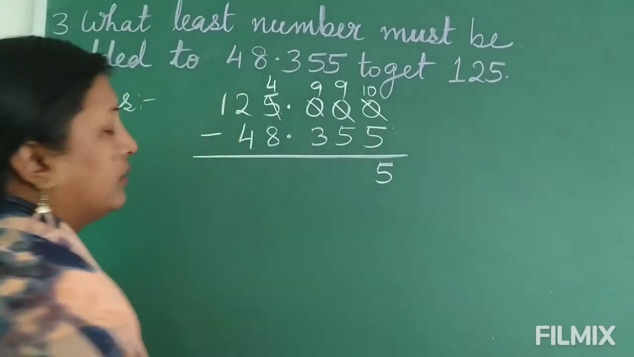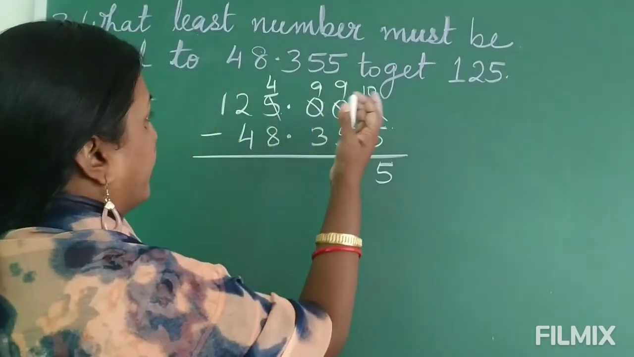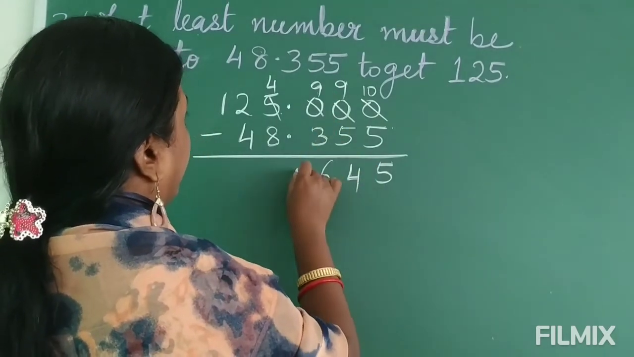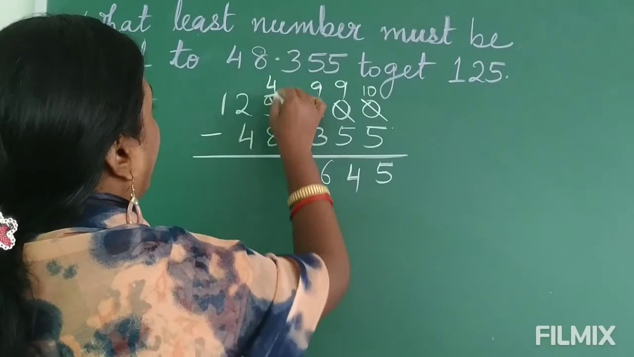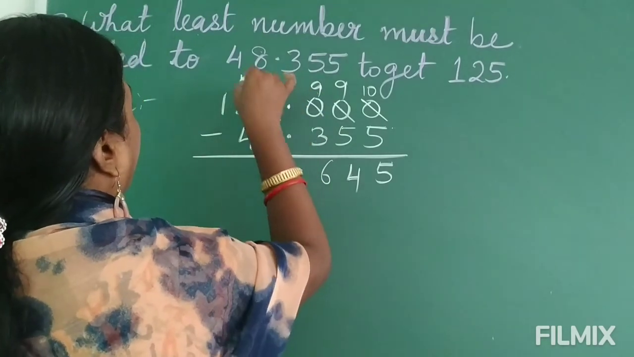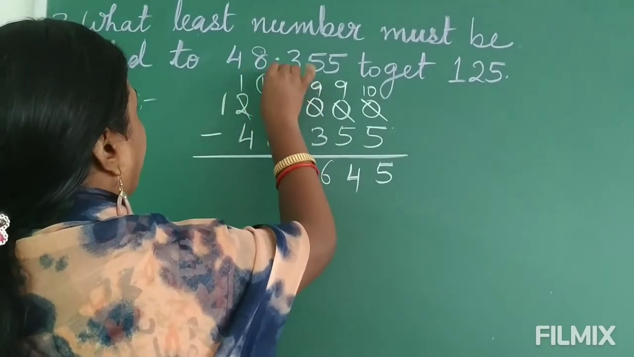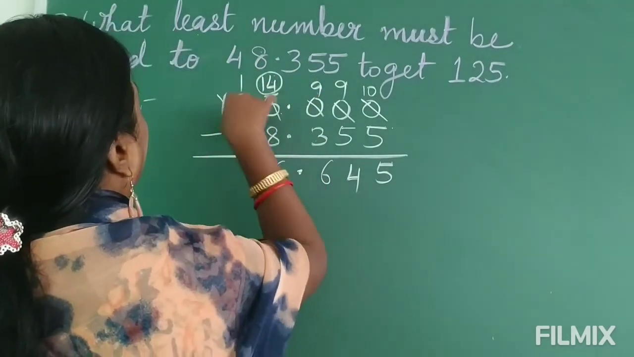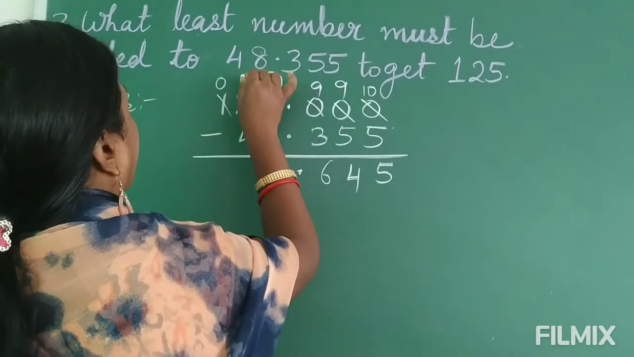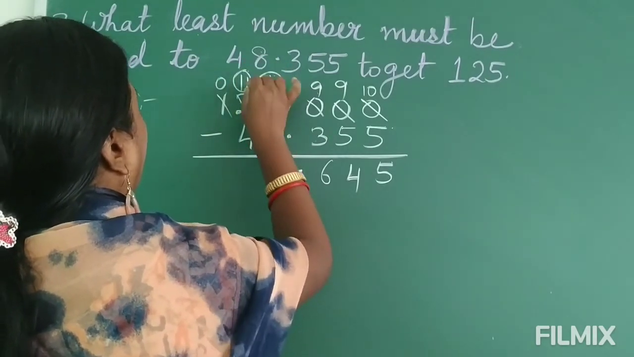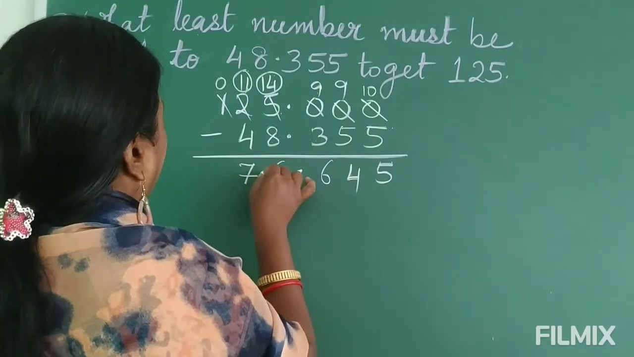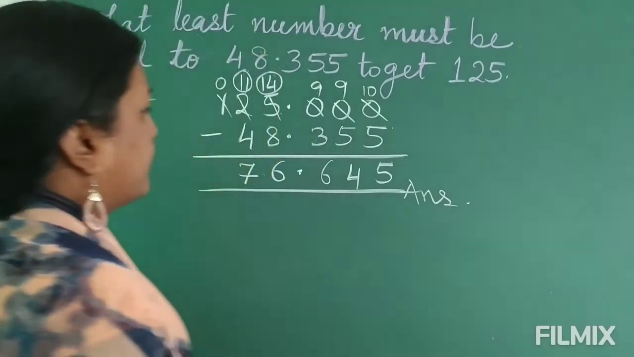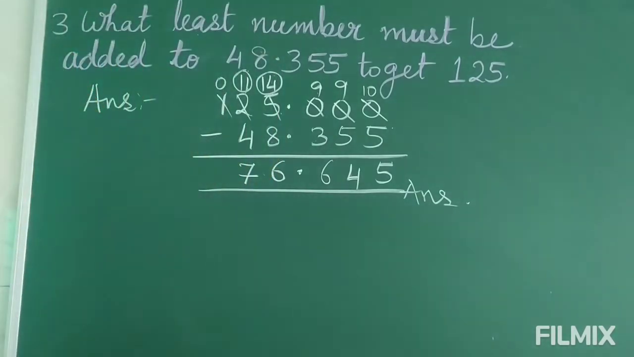So the borrowing process, you know, 10 minus 5 gives you 5, 9 minus 5 gives you 4, 9 minus 3 gives you 6, 4 minus 8, again we need to borrow. So 1 from here, this becomes 1, this becomes 14. So 14 minus 8 gives you 6, again we need to borrow. So this becomes 0 and this becomes 11. 11 minus 4 is 7. So our answer is 76.645. I hope you could understand this.